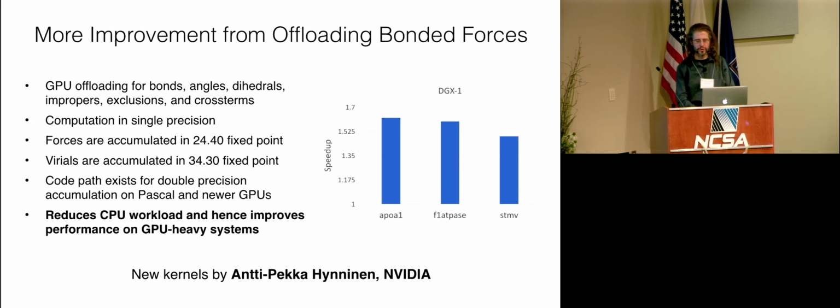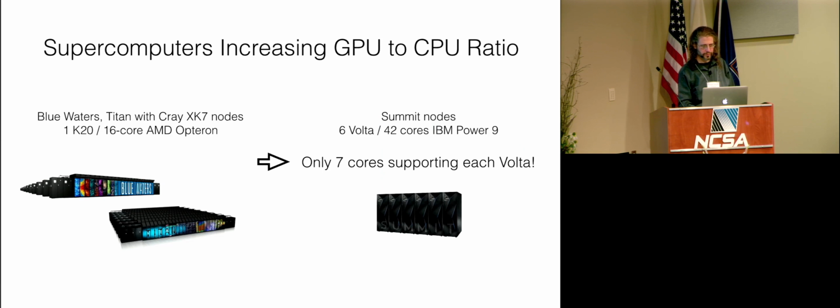And he further did some more work to basically implement the bonded forces also on the GPU and offload those. And again, basically this is giving us a performance improvement by, again, reducing the CPU workload. And so it's not that the bonded work is that much in terms of what the GPU is calculating, but taking it off of the CPU is a huge performance improvement. Because supercomputers have now been increasing in their GPU to CPU ratio.